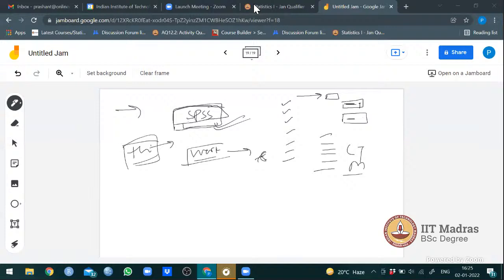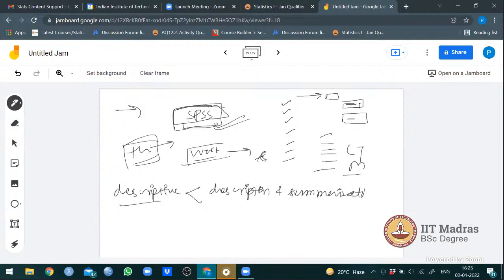Sir, can you please once again explain the difference between descriptive and inferential? I am facing doubt while solving the problem. See, what is descriptive? It means description and summarization of the data. What is the meaning of summarization? Like some numerical or graphical summary.